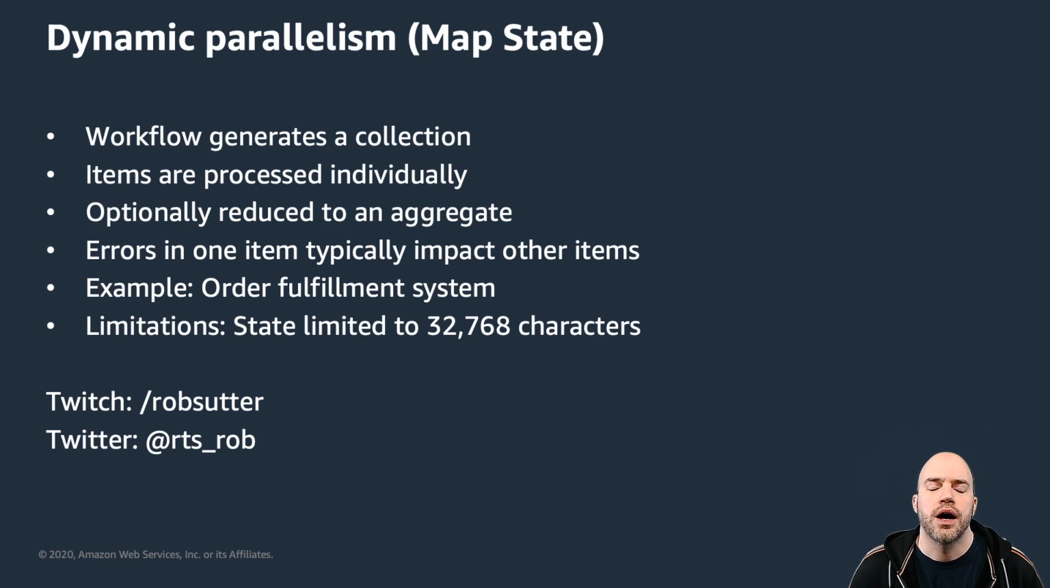We're discussing different ways that you can execute parallel workflows to speed up your workflows on AWS. So errors in one item when you're executing this way can especially affect the outcome of the workflow in aggregate. And so an example is an order fulfillment system.